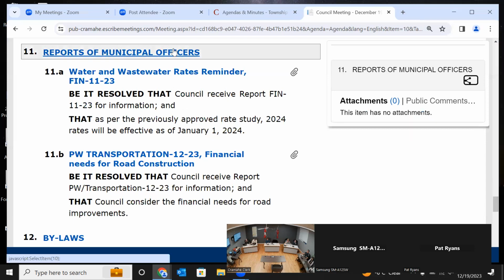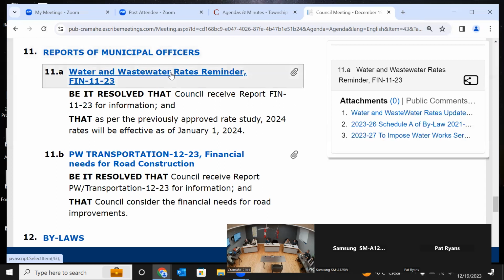Item 11 on the agenda, reports of municipal officers. 11A, water and wastewater rates reminder, finance report 1123. Resolution reads, be it resolved that council receive this report for information and that as per the previously approved rate study, 2024 rates will be effective as of January 1st, 2024. Could I have a mover and a seconder, please? Move, Scriver. Second, Van Egmond.